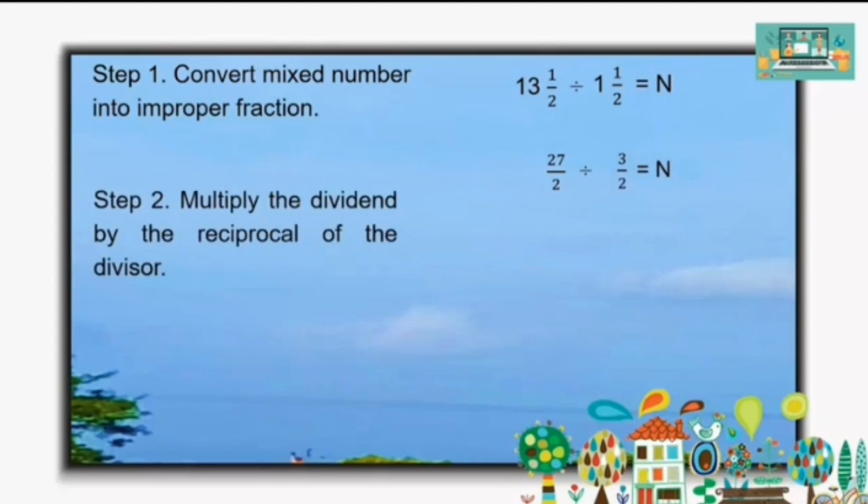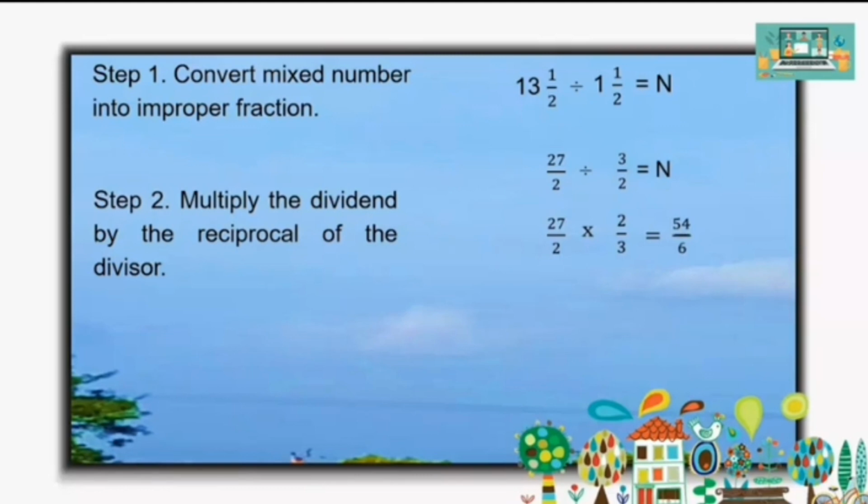Step number 2. Multiply the dividend by the reciprocal of the divisor. We will bring down 27 over 2. Change the operation sign from division to multiplication, then use the reciprocal of the divisor, that is 2 over 3. So, we will now multiply the numerators, 27 times 2, that is 54. Then the denominators, 2 times 3, that is 6. Our answer now is 54 over 6.